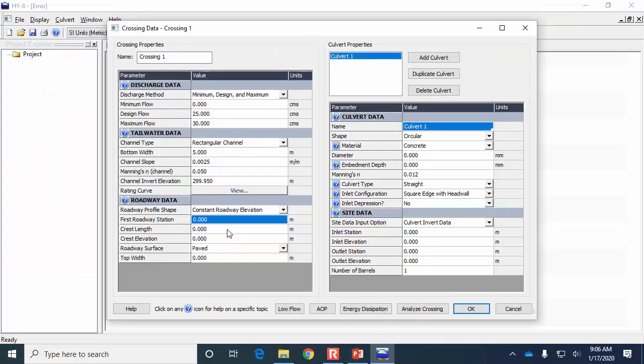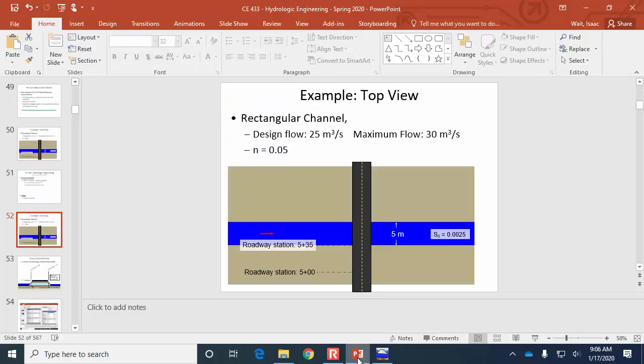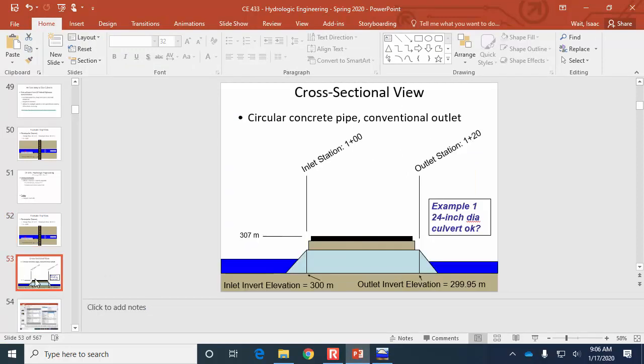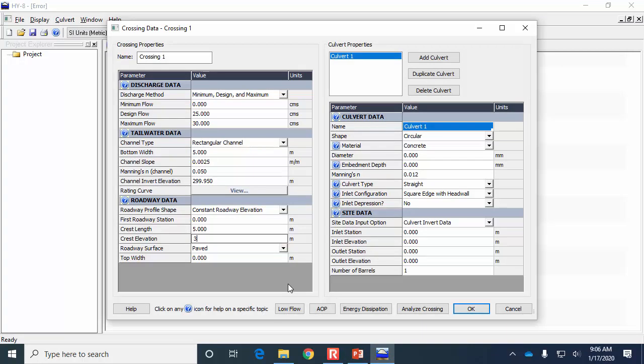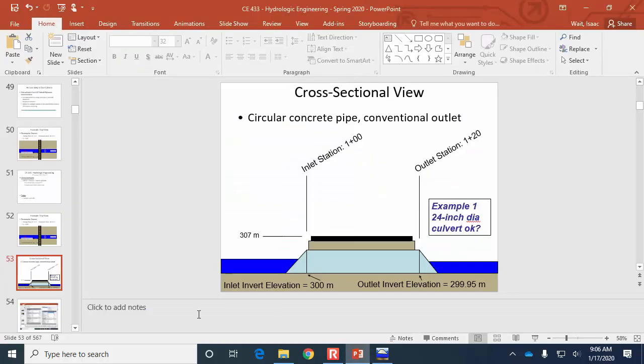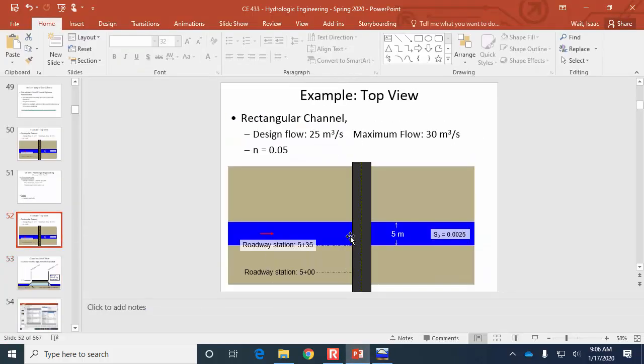All right, so let's see, the crest length is 5 meters. That's the same as the channel width in this instance. The elevation of the road, 307 meters is the elevation. All right, it's paved, and now the top width is talking about the parameter, how long is it from the left edge to the right edge.